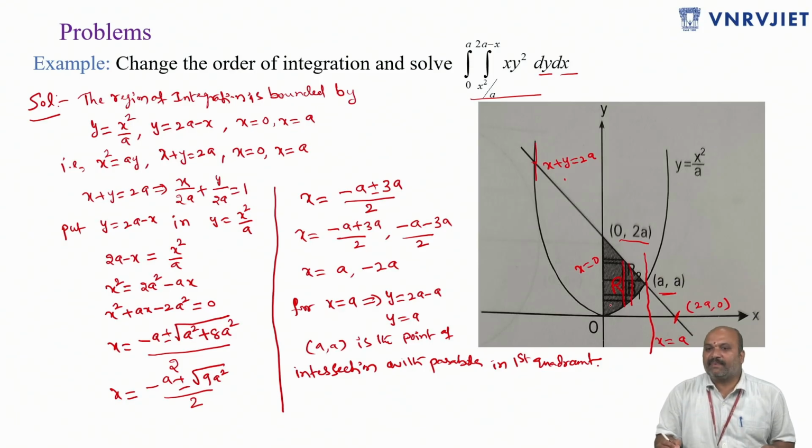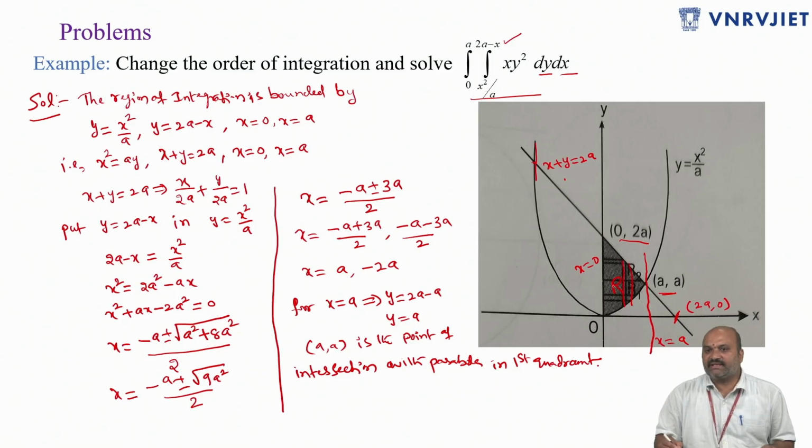Where the strip has its ends: the lower end of the strip is moving on the parabola, that is y equals x square by a. That's why the lower limit is x square by a. The upper end of the strip is moving on the straight line x plus y equals 2a, so you have to express y in terms of x: y equals 2a minus x. So the upper limit is 2a minus x. These are the ends of the strip moving on the curves y equals x square by a and y equals 2a minus x. So these are the inner integral limits, y limits, which are functions of x.